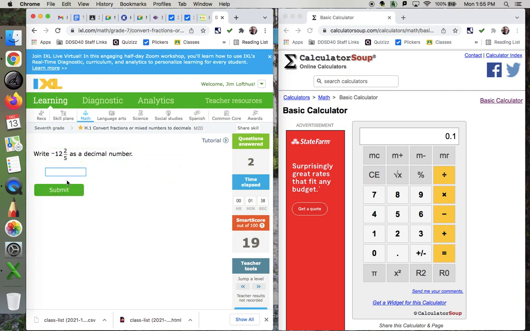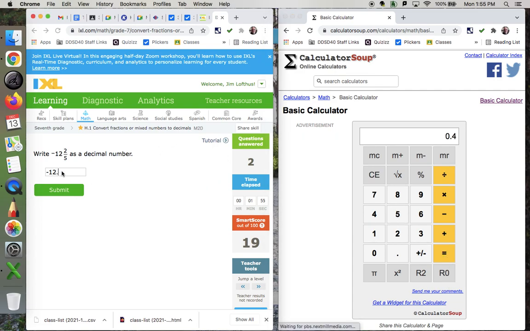Negative 12 and 2/5. So it's going to be negative 12 point something. And I'm going to take the 2, clear this, 2 divided by 5 is equal to 0.4. So negative 12.4. 3, clear it, 3 divided by 4. So this is negative 0.75.